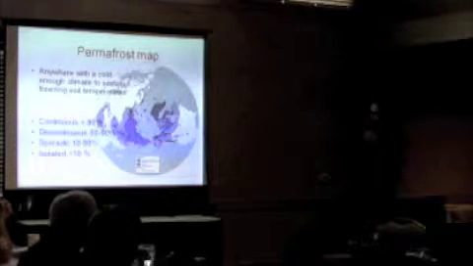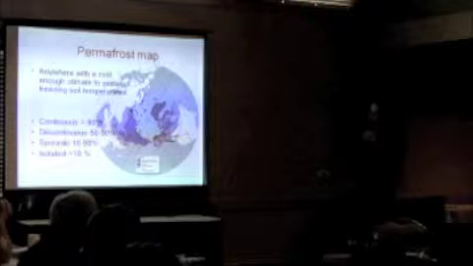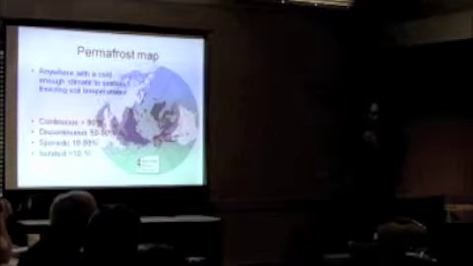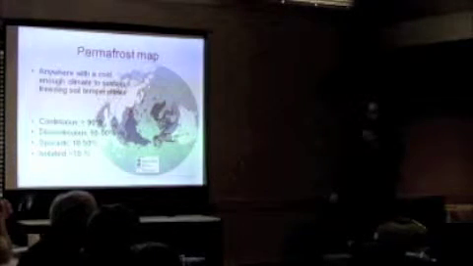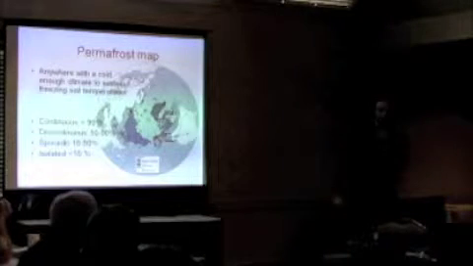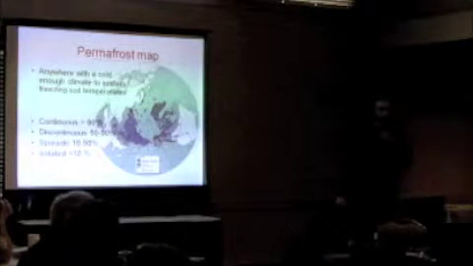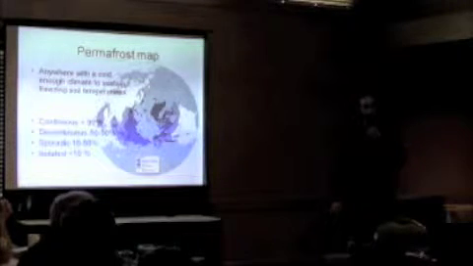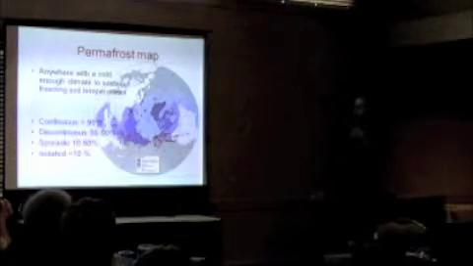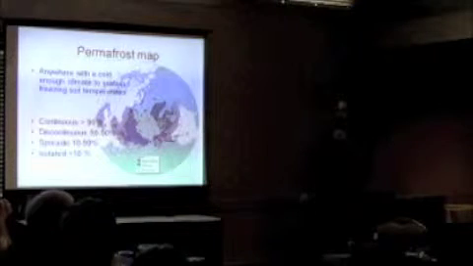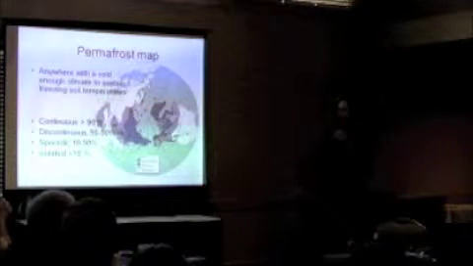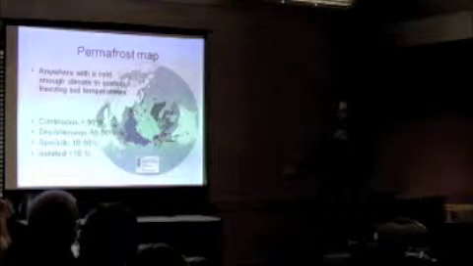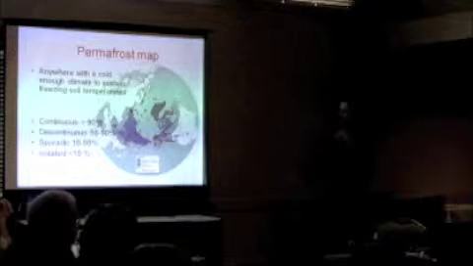We speak of continuous permafrost in the most northern part, with more than 90% of the land area covered by permafrost. Typically, it's only the lakes, the bigger lakes, the rivers that are permafrost free. And the next zone further south, discontinuous permafrost.